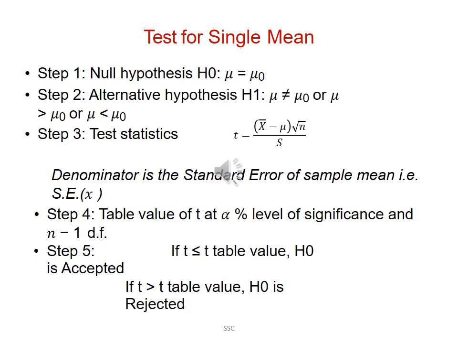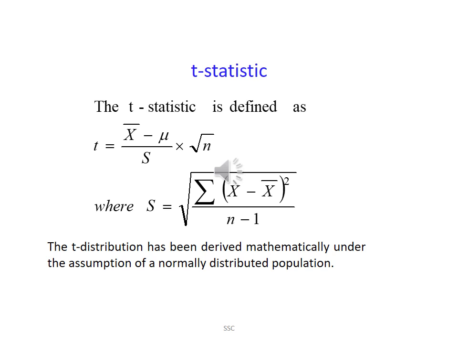The test statistic is nothing but the formula. The applicable formula is t = (x bar minus mu) into root n by s. Here x bar is the sample mean, mu is the population mean, n is the sample size, and s is the standard deviation of the given sample. In the slide, the t-test formula is given.